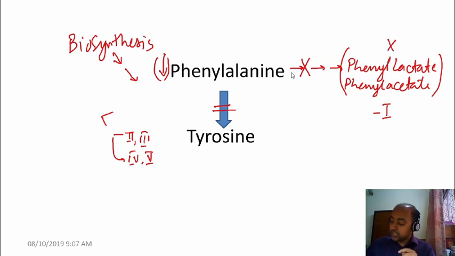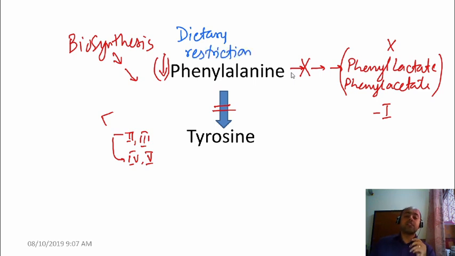So the management in these patients is very simple and straightforward, which we have practiced previously also, and that is dietary restriction. You have to restrict phenylalanine from the diet. Dietary restriction of phenylalanine is practiced in patients of PKU.